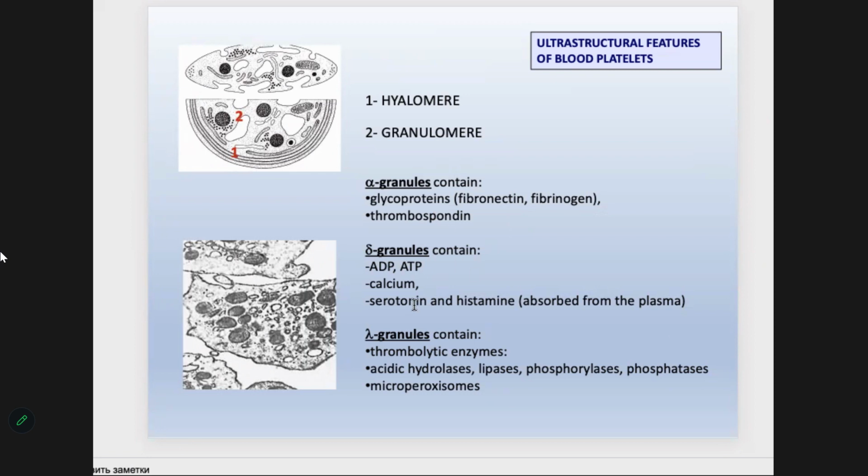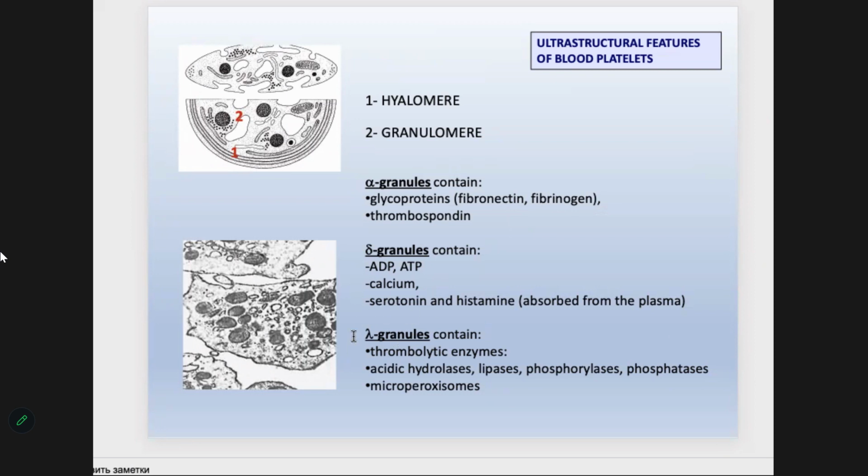Delta granules house other substances, calcium ions. Without calcium, blood coagulation does not take place. They also contain adenosine triphosphate and adenosine diphosphate, involved in production of energy and energetic substances. And also serotonin and histamine, all necessary for the formation of thrombus.